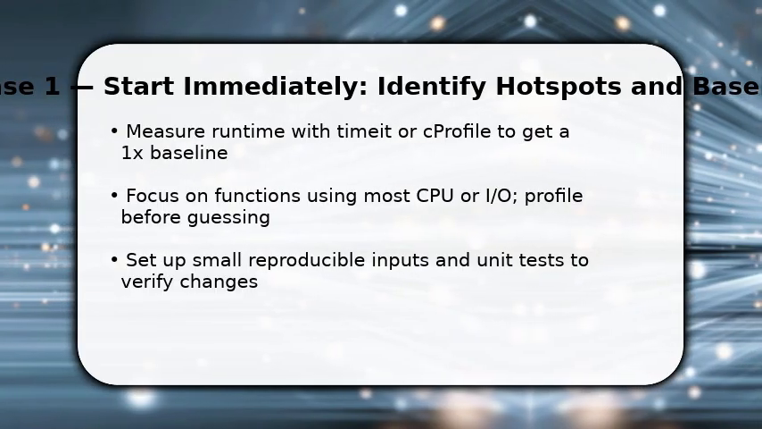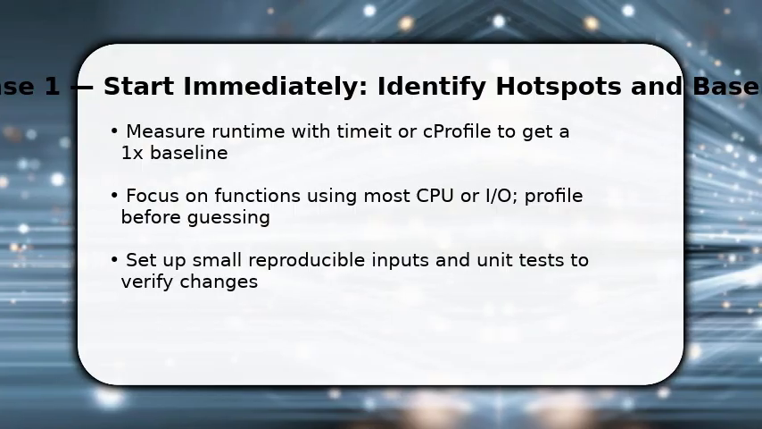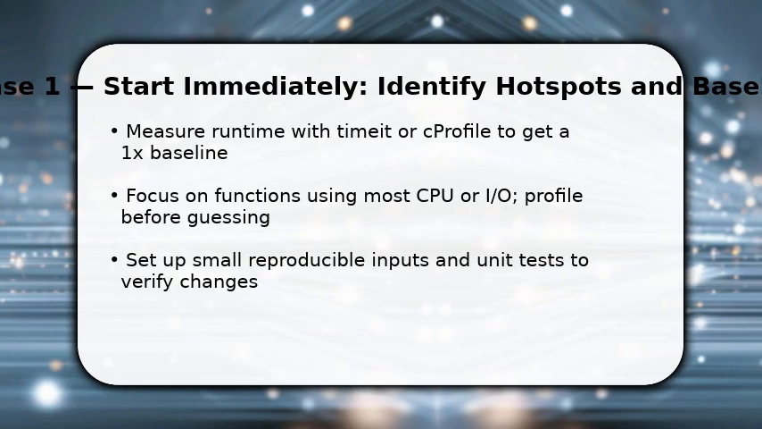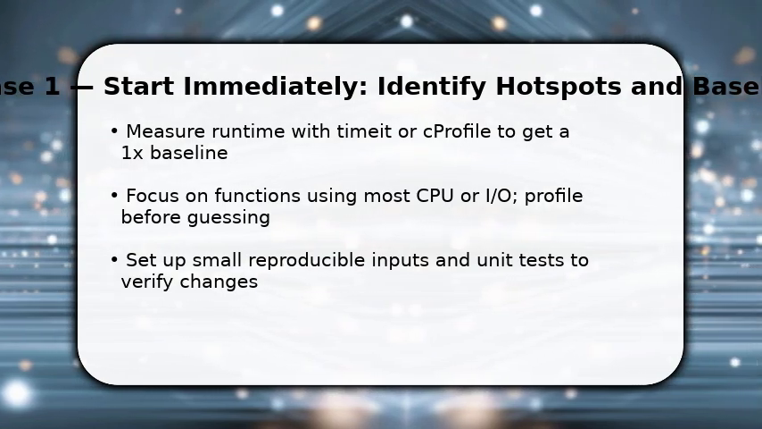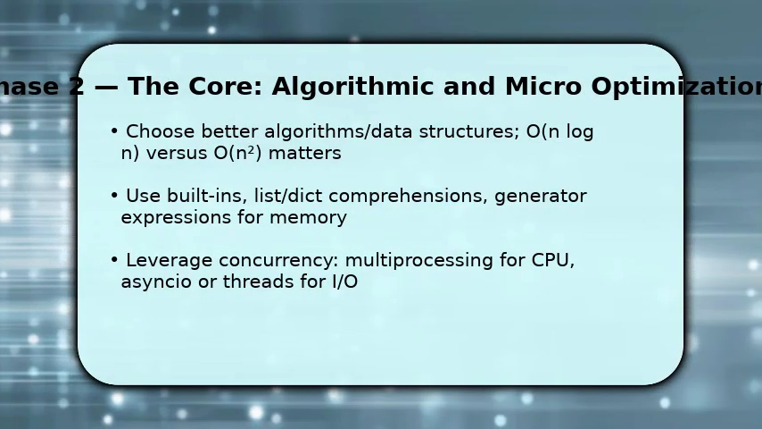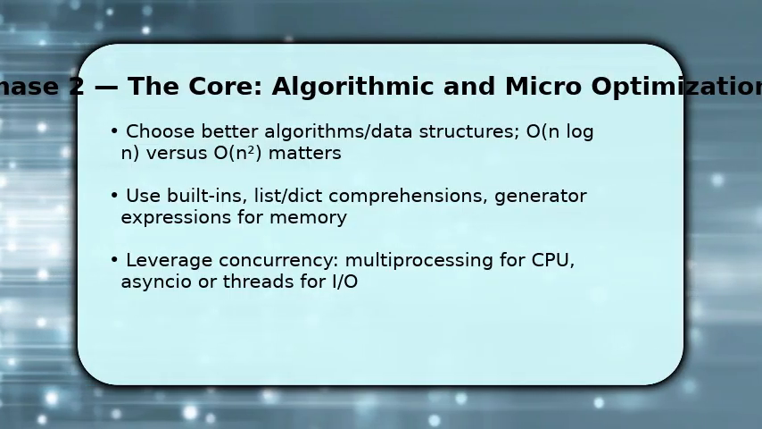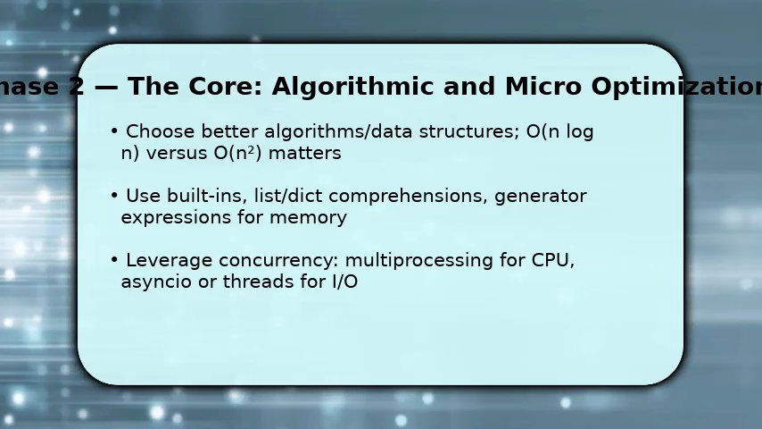As you work, log before and after metrics and keep commits focused, because incremental wins avoid regressions and let you iterate quickly. You now replace costly approaches with better algorithms and data structures. Switching n² code to n-log-n can be transformative.